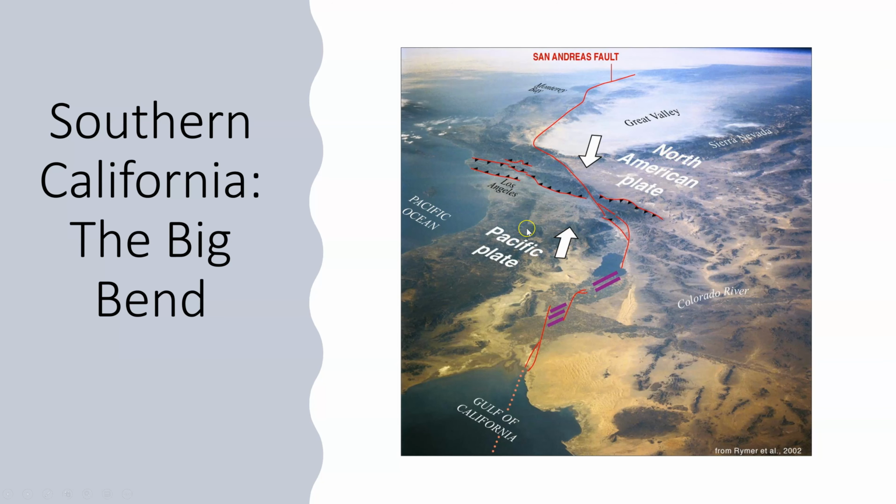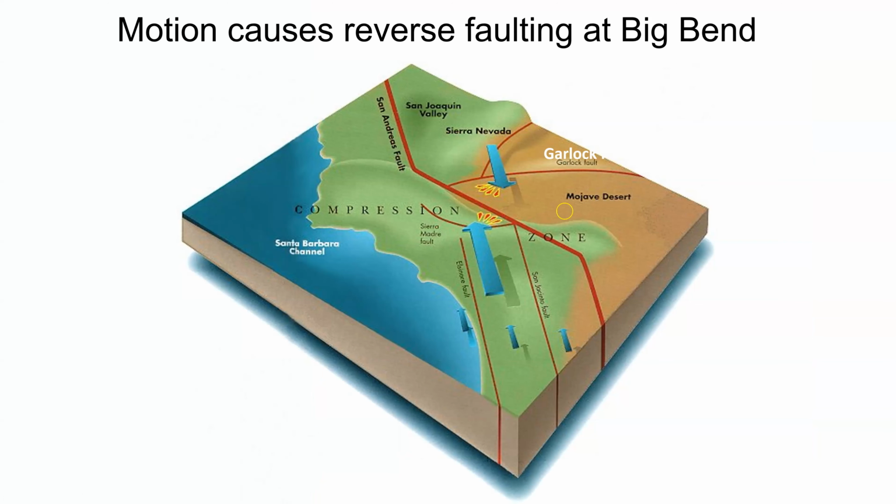Okay, here's another look. We've got the Pacific Plate here, North American Plate. This is where we see a lot of thrust faults. So this bend here, this first one near the Los Angeles area, is where we see a lot of thrust faults being created. And here's another look at that. So we have the Pacific Plate here and the North American Plate here, and they're almost colliding in this area. So because of compression, it creates reverse faulting at this Big Bend area. Because they're not exactly sliding past each other 100%, they're colliding at a slight oblique angle.